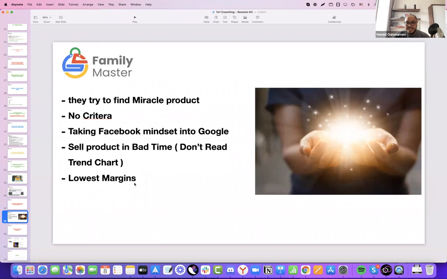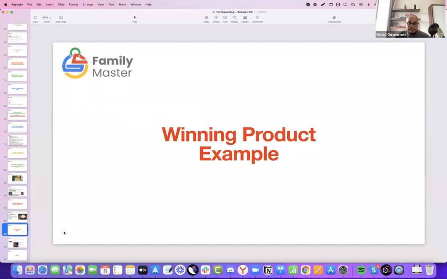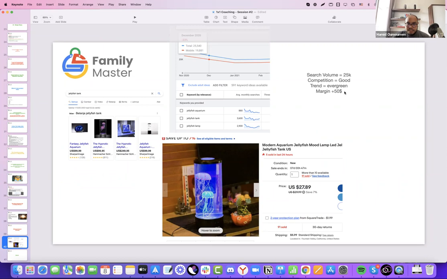So let me show you a winning product example, a winning product example that meets the criteria. It's checked. For the volume, it's 25. For the competition, it's good because we see that there are no dropshippers in the first results. And the people who sell the product are selling with a high ticket. So let's talk about this product.